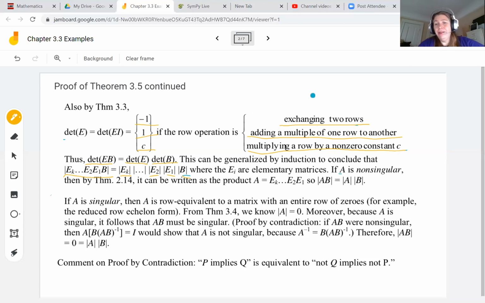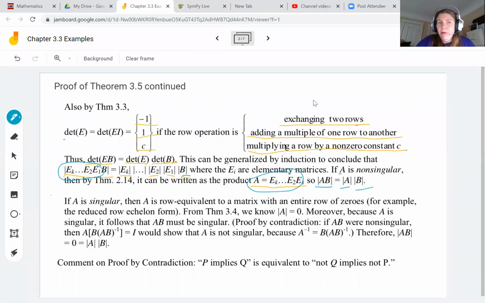If A is non-singular, then if we go back to theorem 2.14 from chapter 2, we remember that we can write A as the product of all the elementary matrices multiplied. So then we've just replaced essentially this product here with matrix A. So we've proven that the determinant of the product AB is the same as the determinant of A times the determinant of B.